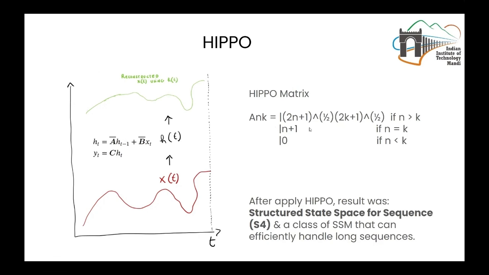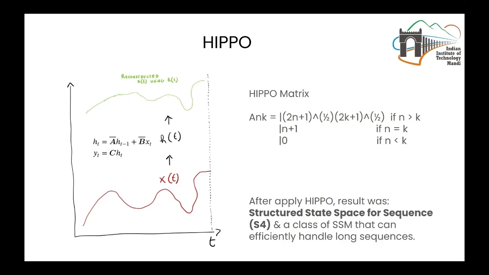And this is how the HiPPO matrix looks. It is just a lower triangular matrix with all the upper part of the diagonal zeros. Previously we modified our SSM to SSL, and now, by using HiPPO theory, we have modified it to a structured state space model.